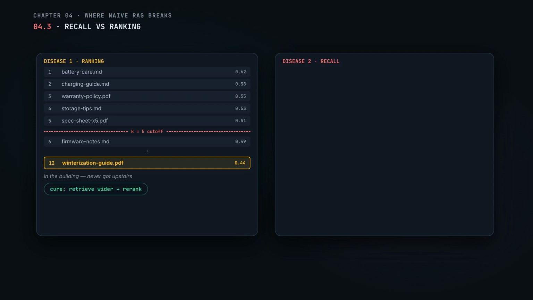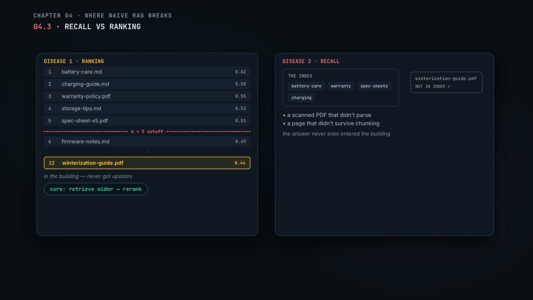The cure is better ordering: retrieve wider, then re-rank. Failure 2. Recall. The document never made it into the index at all. A scanned PDF that did not parse. A page that did not survive chunking. The answer never even entered the building. And practitioner audits find this alarmingly often. In one brutal decomposition of financial document systems, retrieval usually found the right file and then missed the right page almost half the time. Right building, wrong floor.